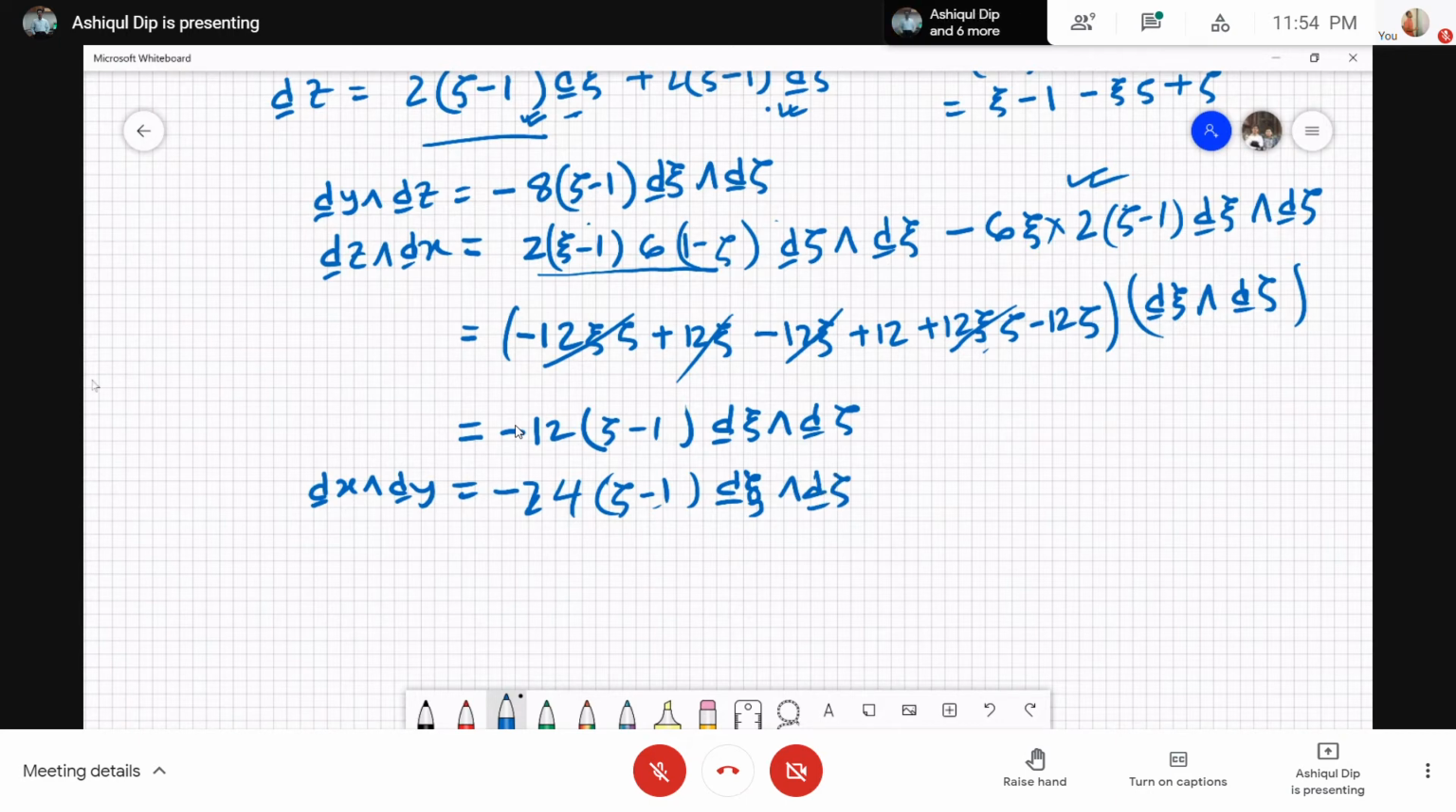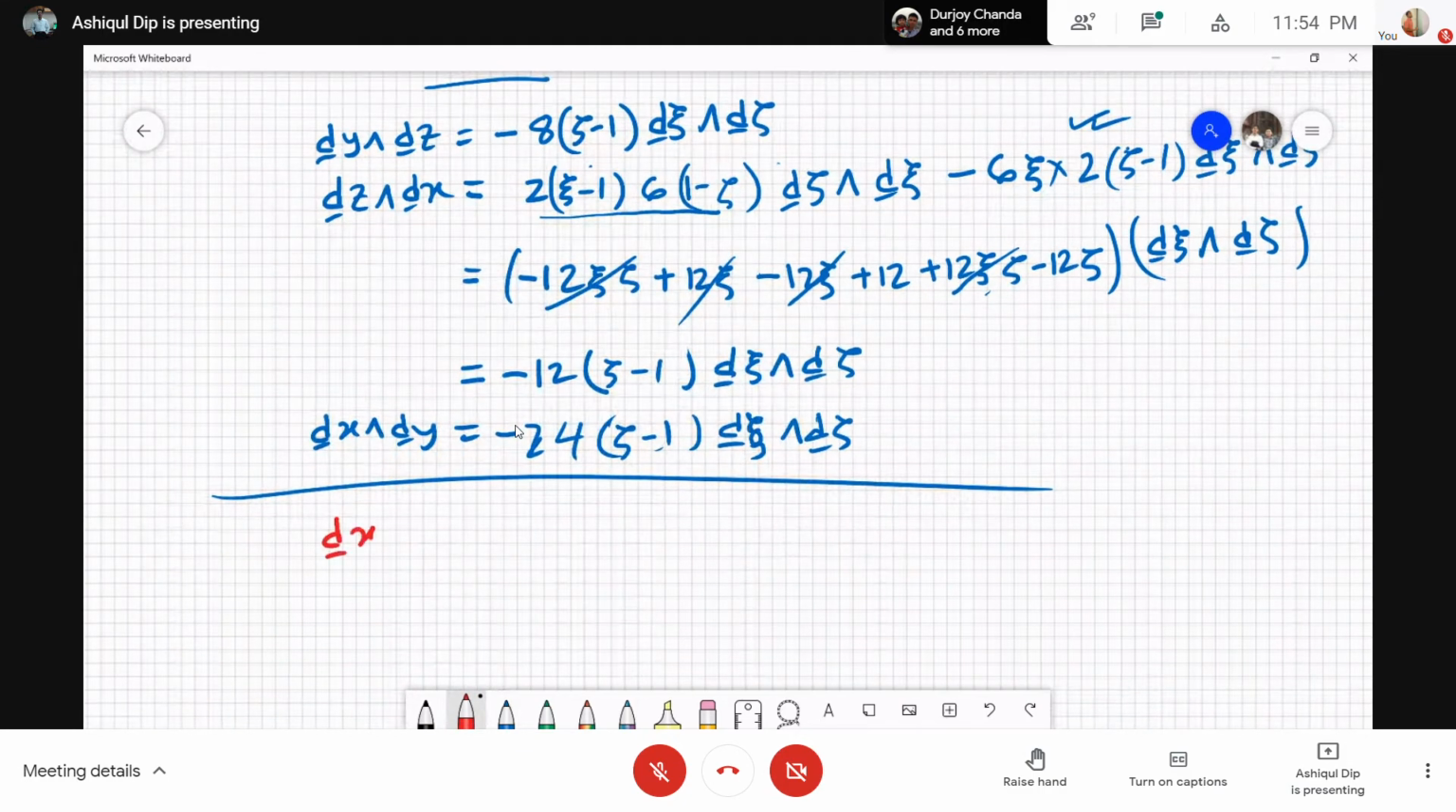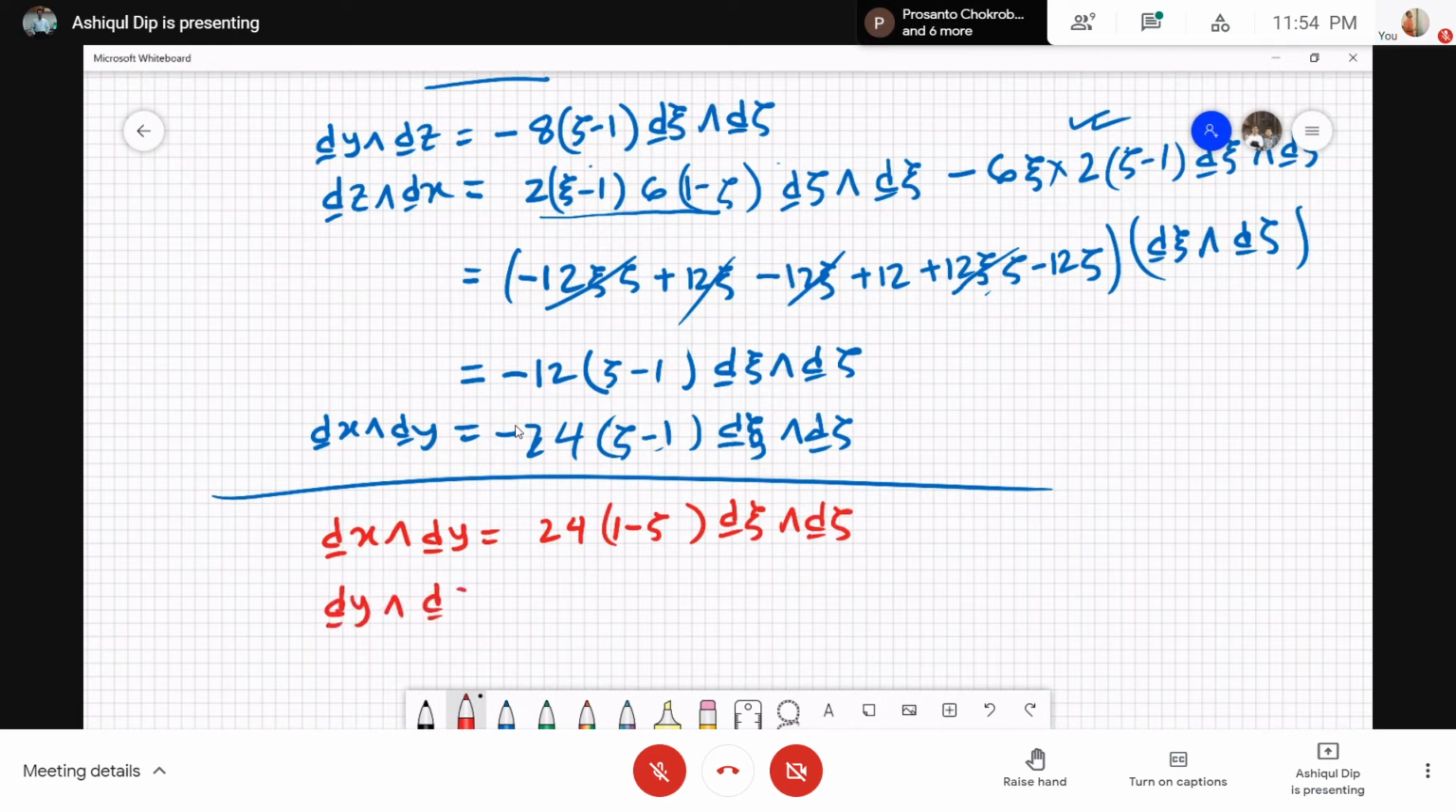So let's recollect our basis forms. So dx wedge dy, we got in a better way. Let's write it in a better way: 24 (1 minus zeta) d xi wedge d zeta. That's one.